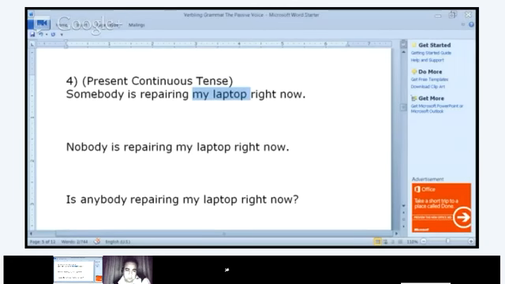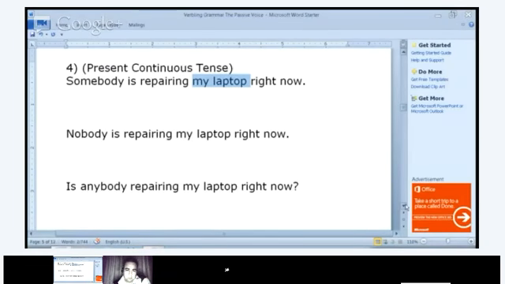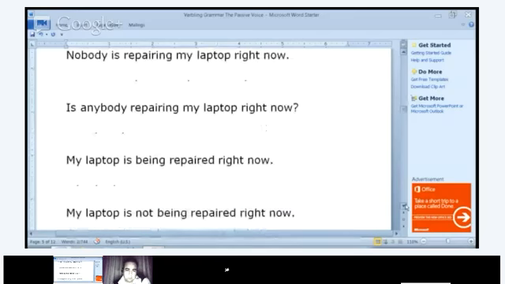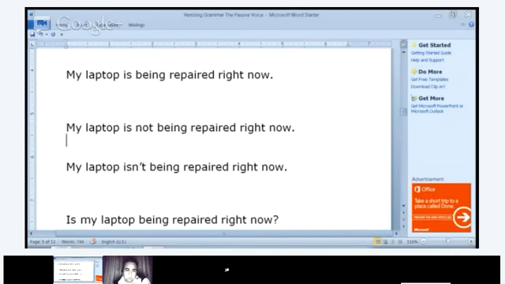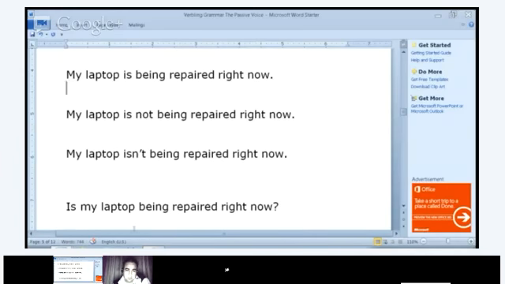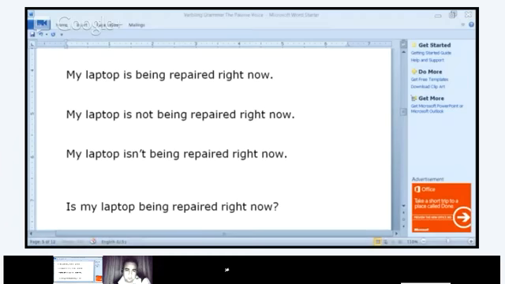And so let me show you this. My laptop is being repaired right now. My laptop is not being repaired right now. That's what you mean. And the final question, I can't see the screen right now. Does somebody want to make a comment? Oh, okay, sorry. Here we go.